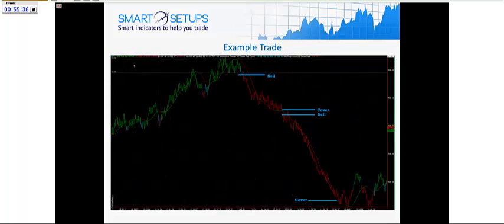Here's another example. This is crude oil once again on a 150 tick chart. You have consolidation at the top. So you don't want to be buying at the top. You're looking to sell at the top. So you have consolidation, resistance at the highs, support at the lows.